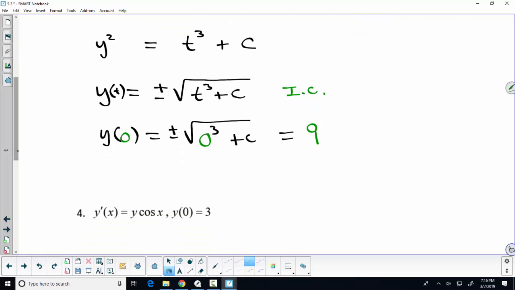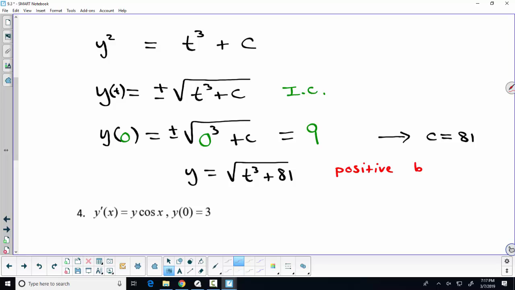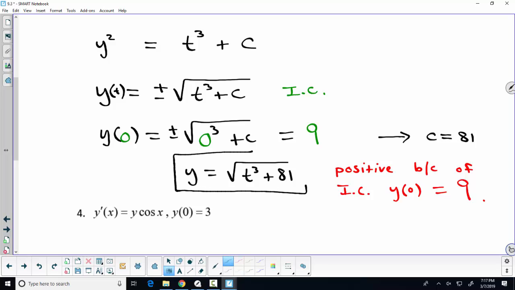Okay, so what is c equal to? 81, yeah, because we've got the square root of c is 9, which means c is 81. And so our y is the square root of t cubed plus 81, and I'll just note here positive because of the initial condition. y is positive. So the solution says that if we look at the original differential equation, if we take 2 times that function and multiply it by its derivative, then that will give us 3t squared. That's what that says.